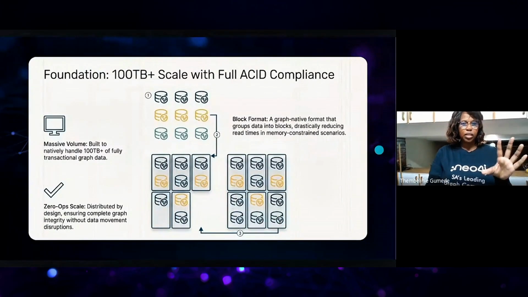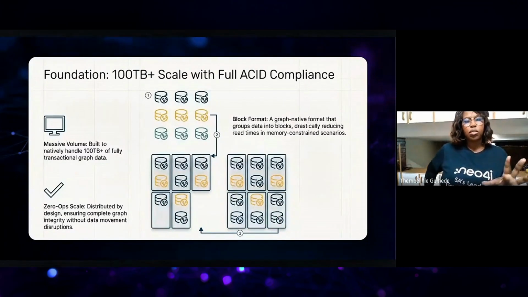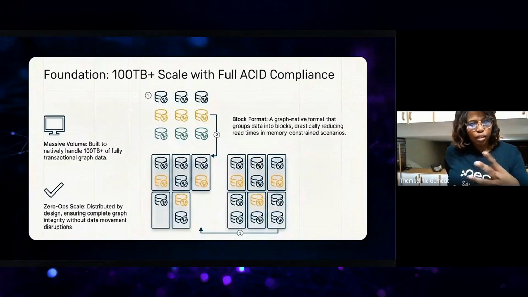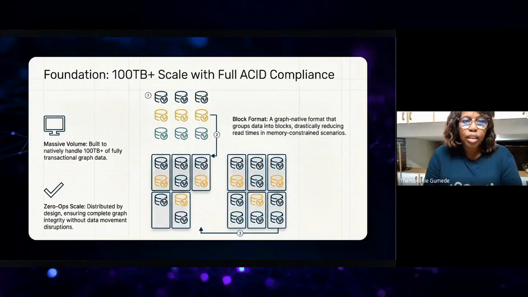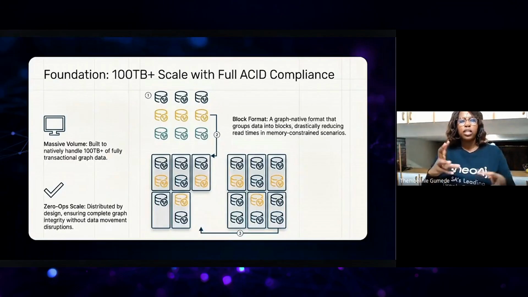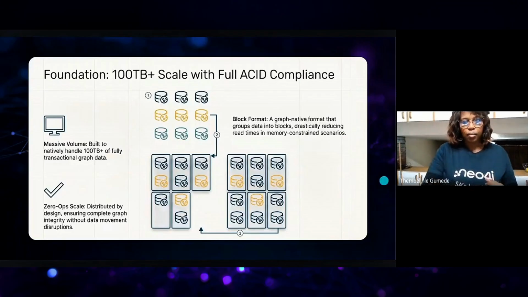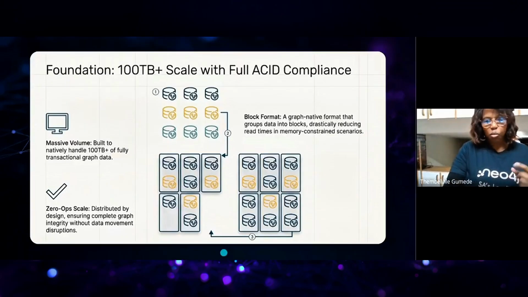So this is something that they touched on too. It's something we call infinite graph. So the scale is huge. It can natively handle 100 terabyte plus of fully transactional graph data, zero upscale, and it stores your data in block format. So it's easy to traverse and you use fewer tokens and less memory whilst doing that. Because you don't want AI to be overly expensive.